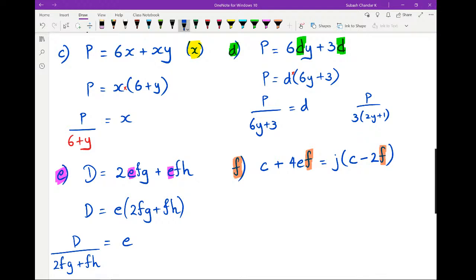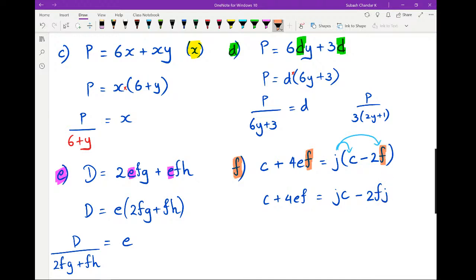All right, so let's go through F here. To work out F, the first thing we've got to do is take F out of the bracket on the right hand side. So we've actually got to expand this bracket first before we do anything. On the right hand side, I've got c plus 4ef equals, now j times c is jc, and then j times 2f is minus 2fj.